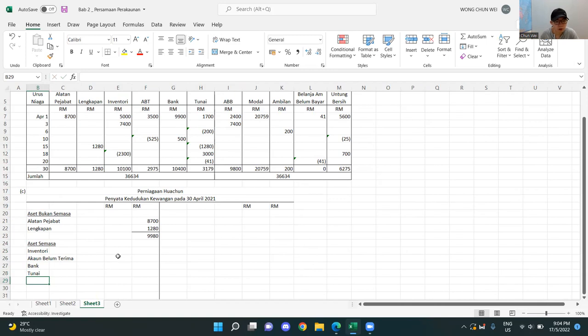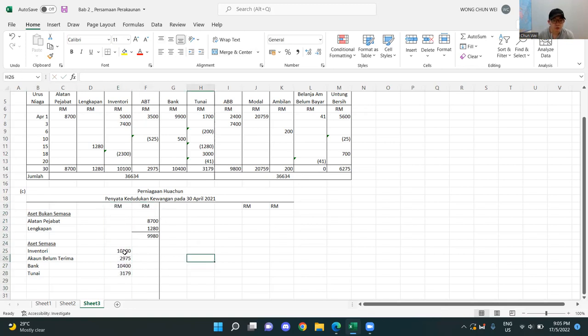And then you just copy all the figures. So your inventory is 10,100. See, you already calculated it. All you need to do now is just transfer the information in your jadwal into your PKK here. All right, then your account limit is 2,975. So you put it in, 2,975, okay. Then your bank is 10,400, and then your tunai is 3,179. Okay, put it on your left column.